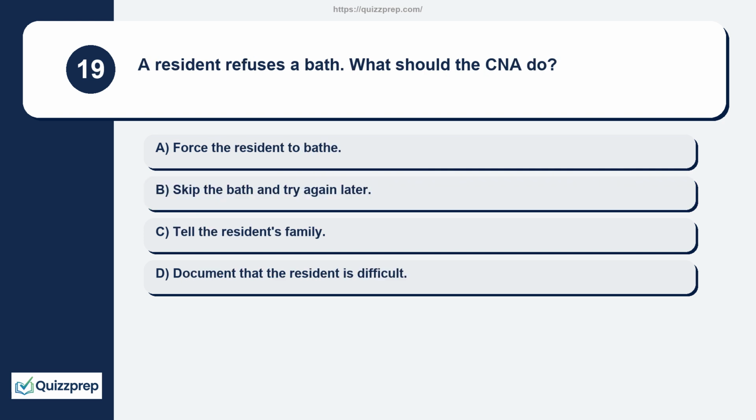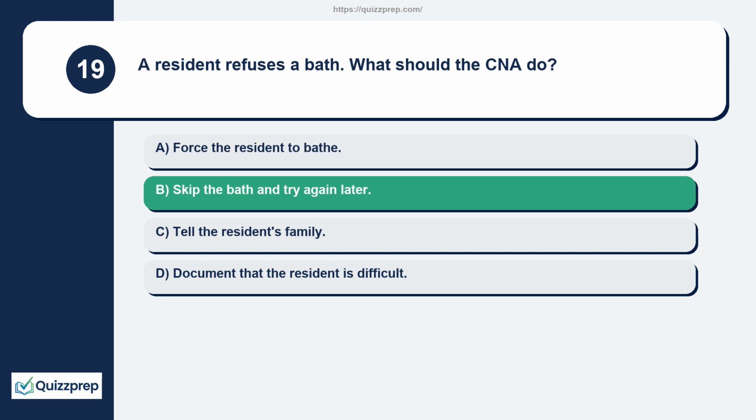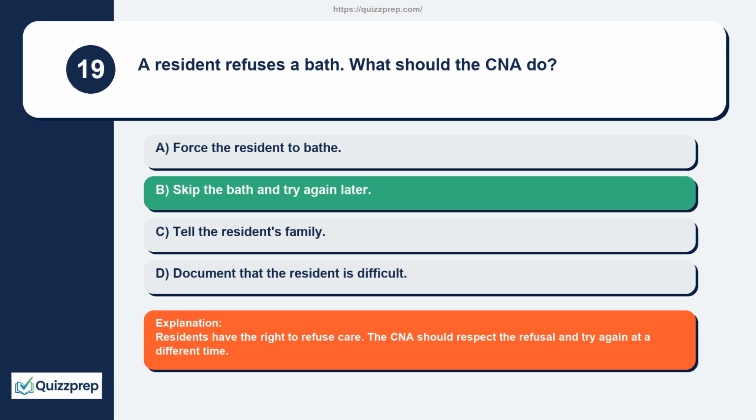Question 19. A resident refuses a bath. What should the CNA do? Force the resident to bathe. Skip the bath and try again later. Tell the resident's family. Document that the resident is difficult. Residents have the right to refuse care. The CNA should respect the refusal and try again at a different time.